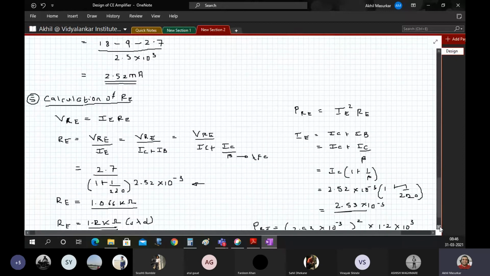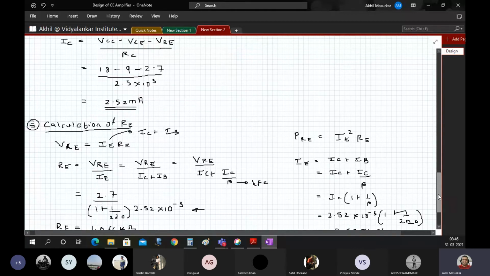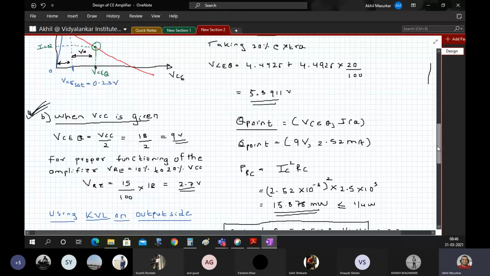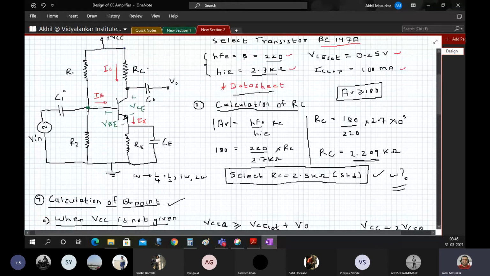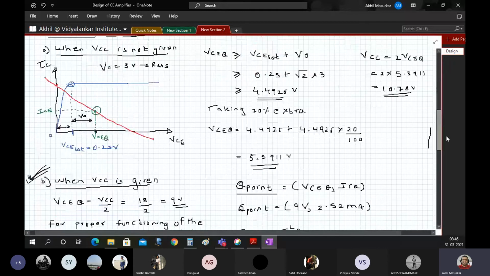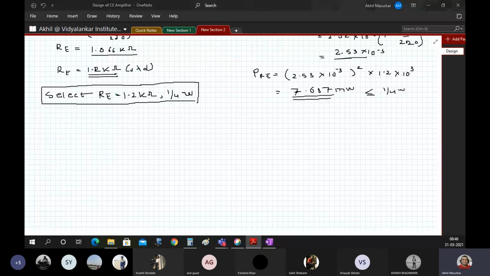Similar thing we did for RE also, but here instead of IC it is IE. So this is IC plus IB. So we used that formula and calculated the value of RE. So here, out of this circuit, now we have decided on RC, we have decided on RE. Now we have to calculate R1, R2, CI, C0 and CE. So let us calculate that. So next is calculation of R1 and R2.